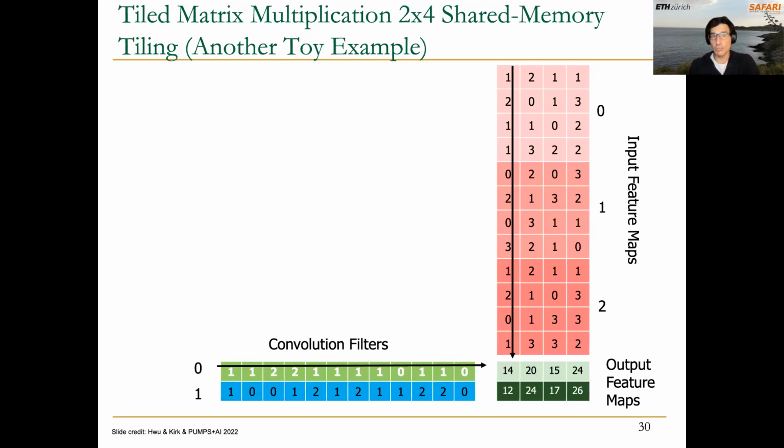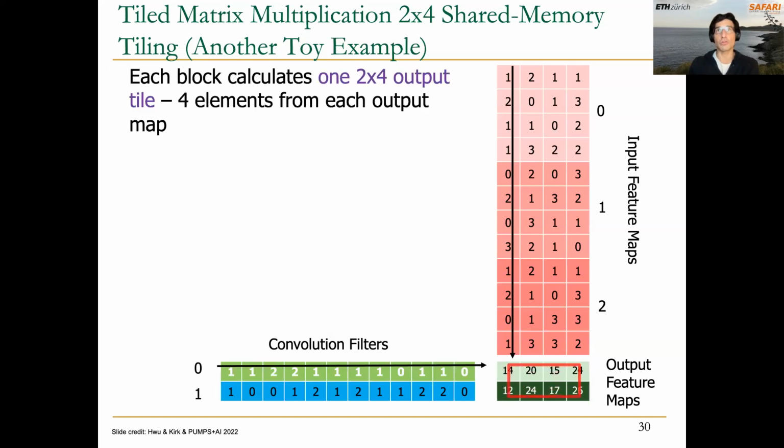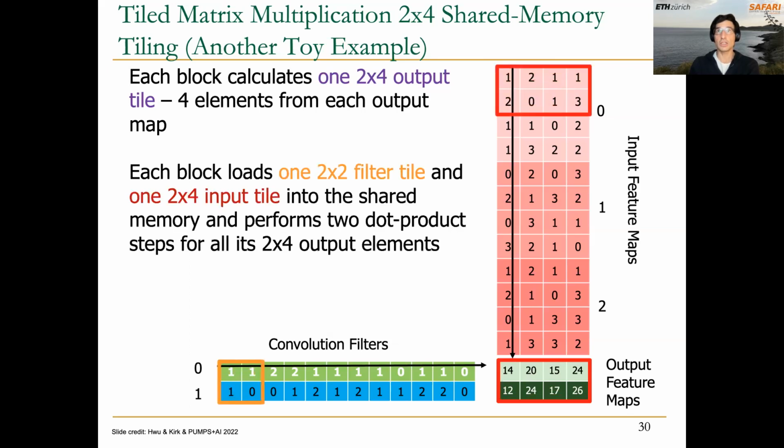Let's now see another example, because the size of the tiles doesn't need to be fixed. In the previous example, we had a 2x2 tile. Here, we are going to consider a 2x4 tile in shared memory for the output. So this is the output tile, 2x4, and in this case, the thread block that is assigned this 2x4 tile will need to load into the shared memory a 2x2 filter tile, which is the orange one, and then a 2x4 input tile that is the red one.